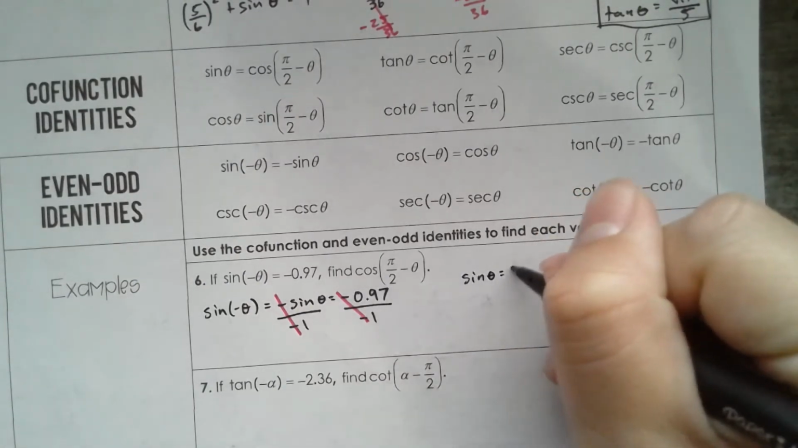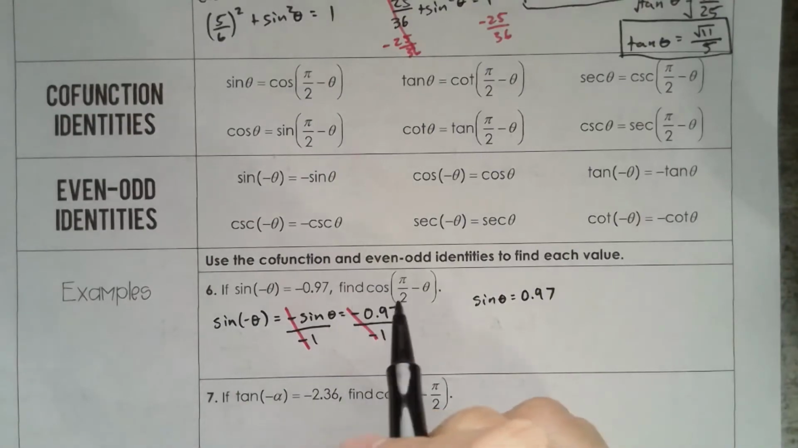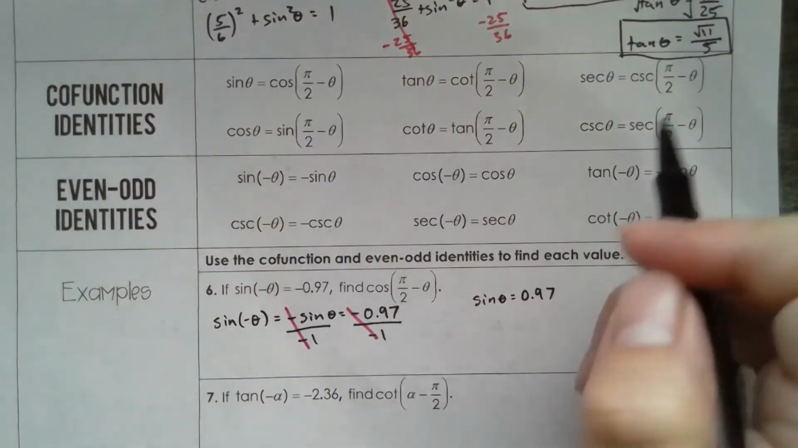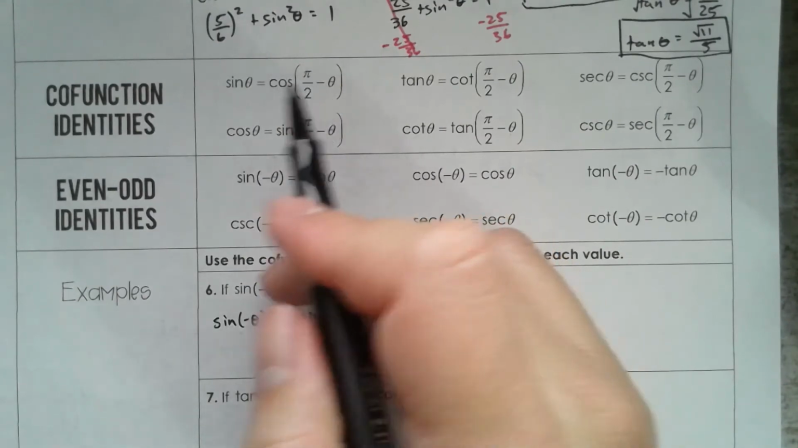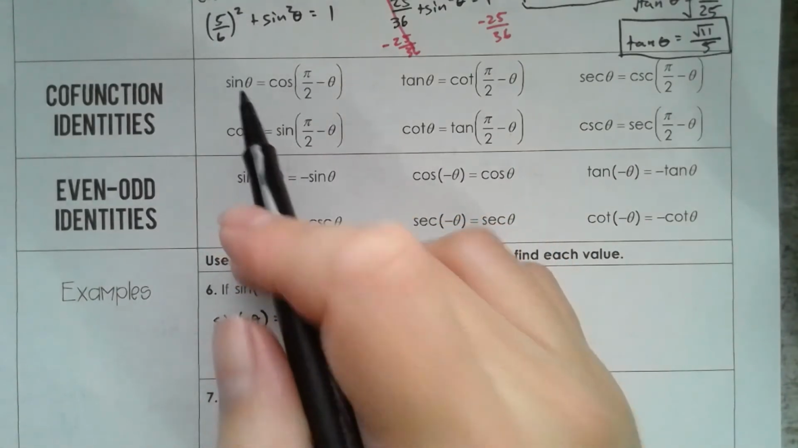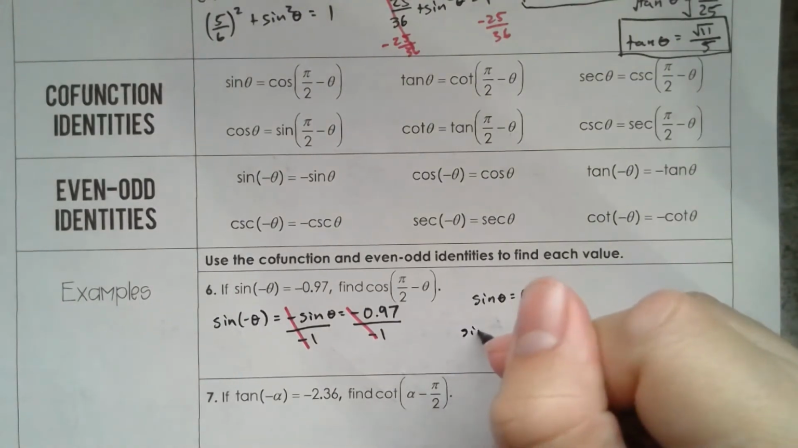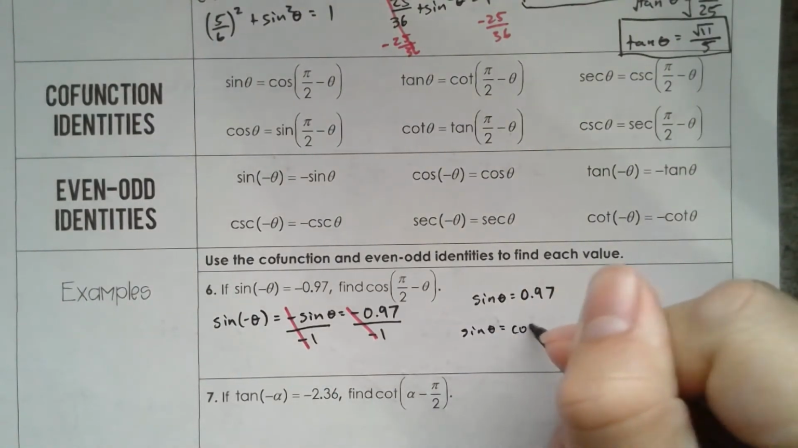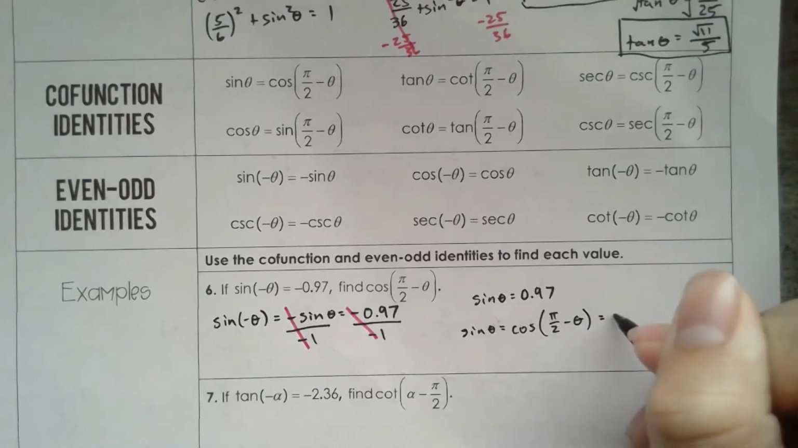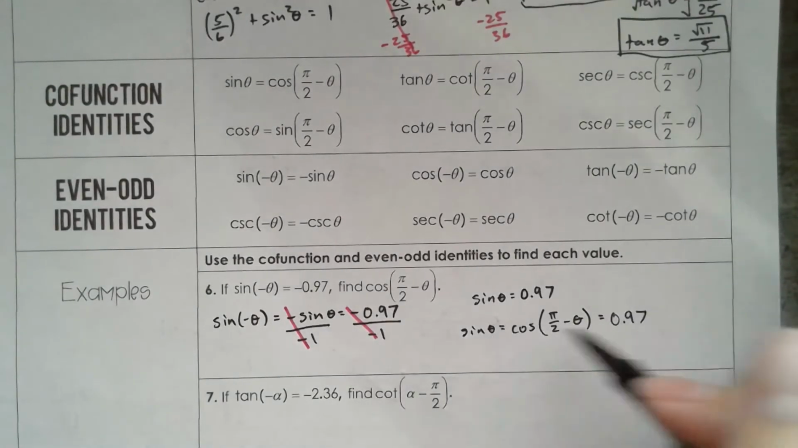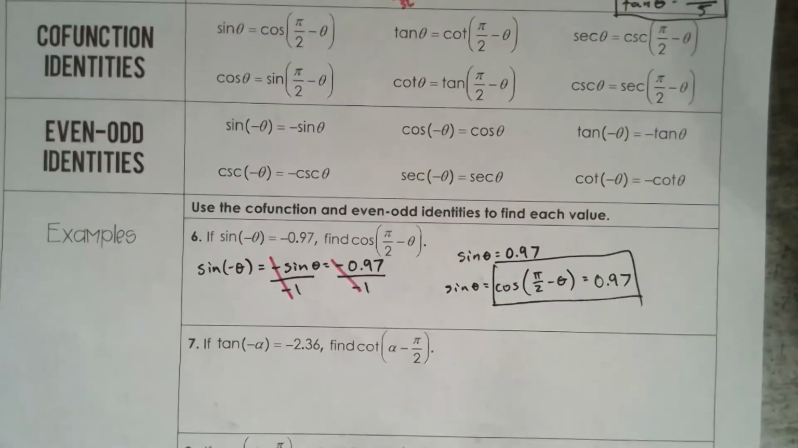Okay, I need to find cosine pi over 2. If you go up here to the top, cosine pi over 2 is right here. This is equal to sine theta. We already have sine theta, it's right here. There you go. Sine theta is equal to cosine pi over 2 minus theta, and then that's equal to 0.97. Done.